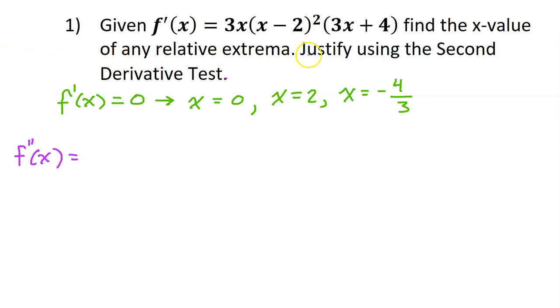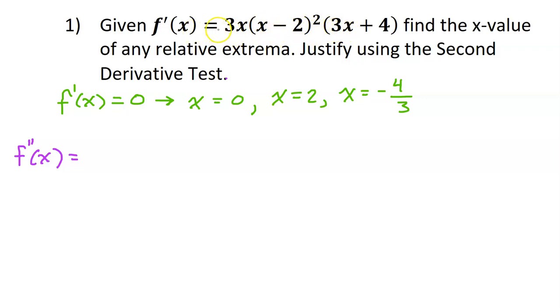Since we have been asked to justify using the second derivative test, we are going to have to find the second derivative. But I notice that we have three factors here, three functions of x. So we are going to use the product rule, but actually the extended product rule because we have three factors.